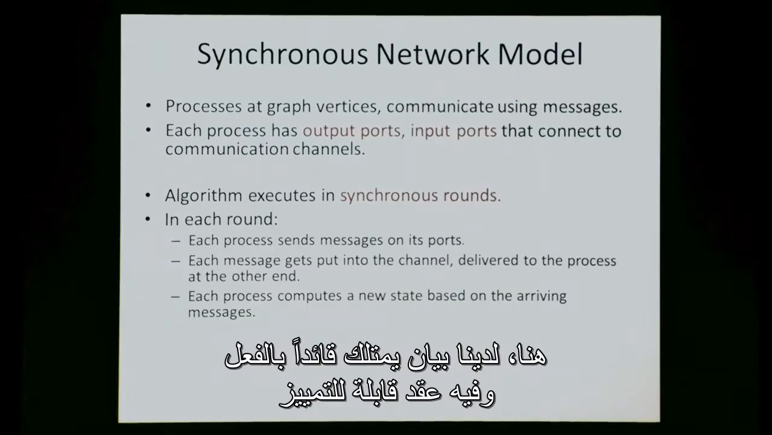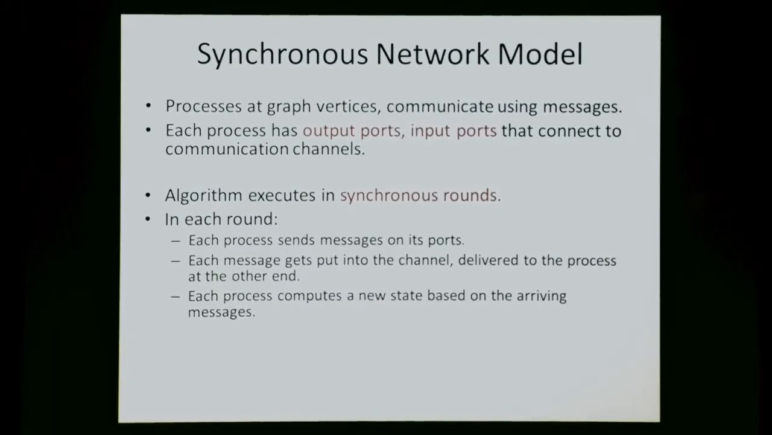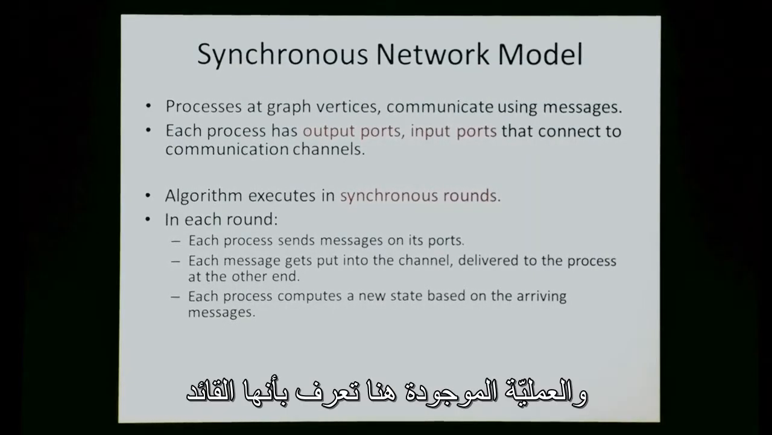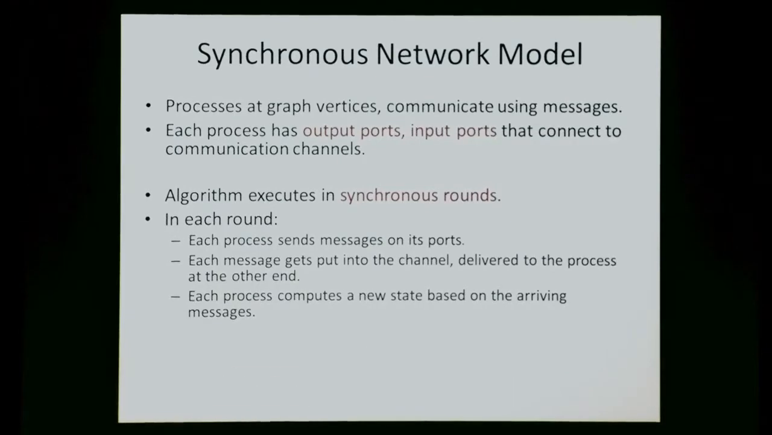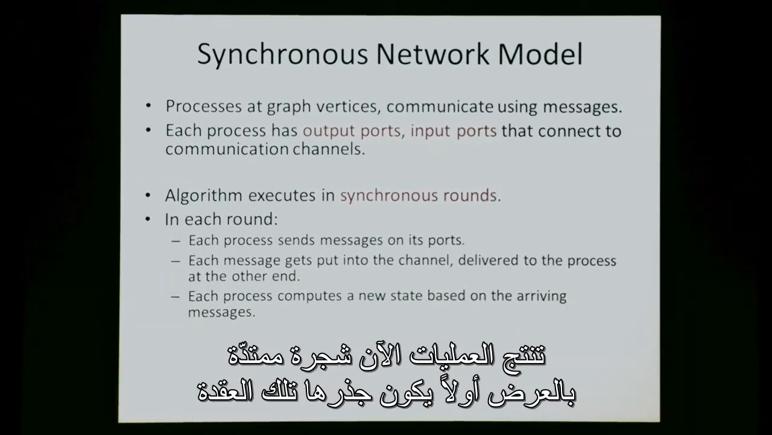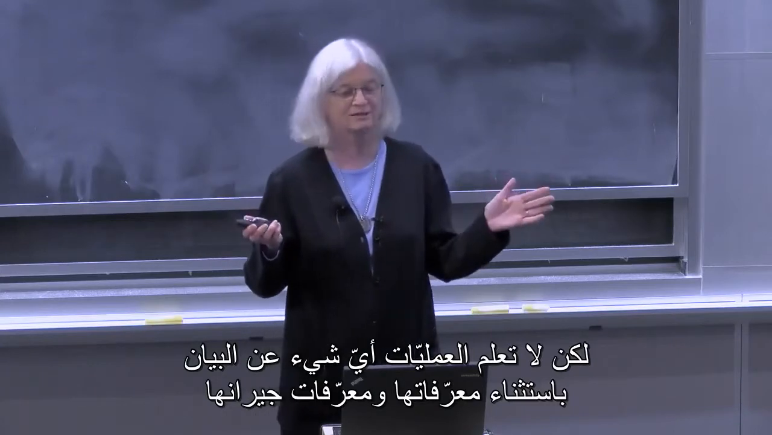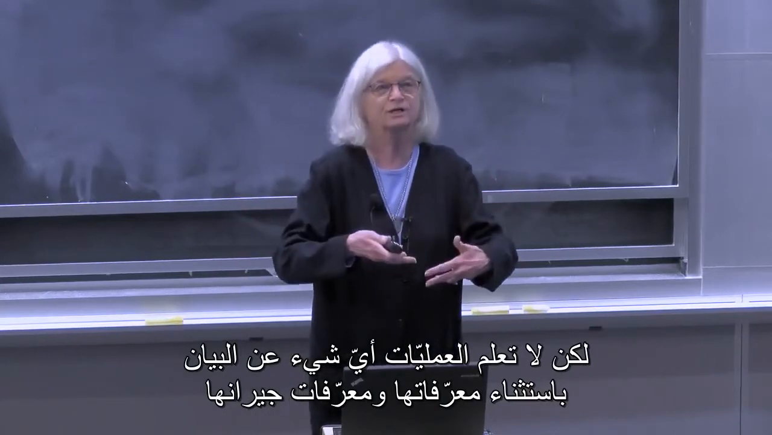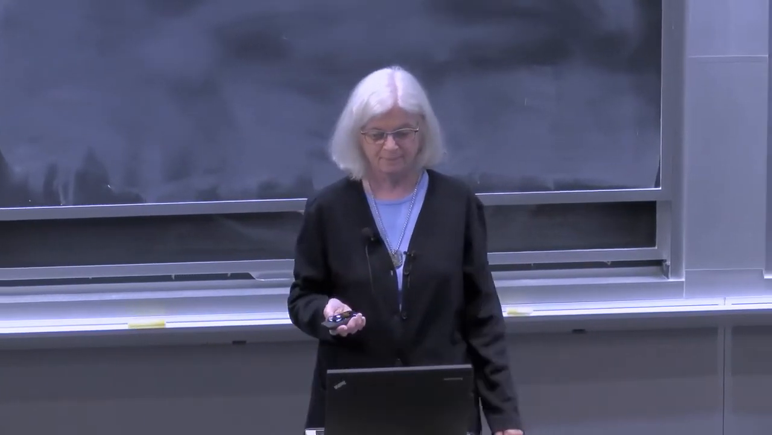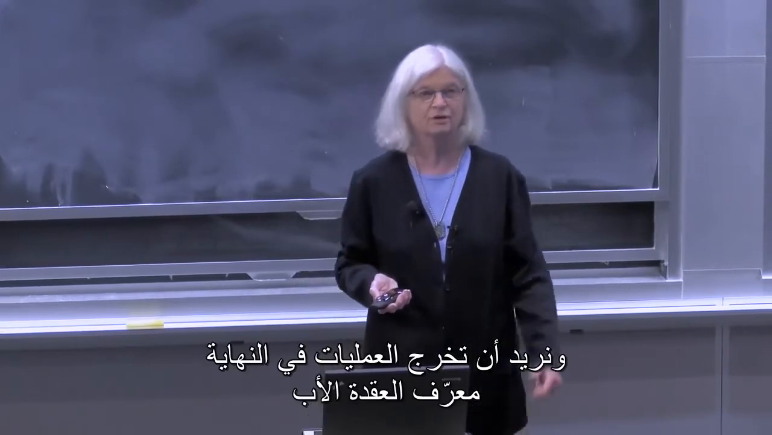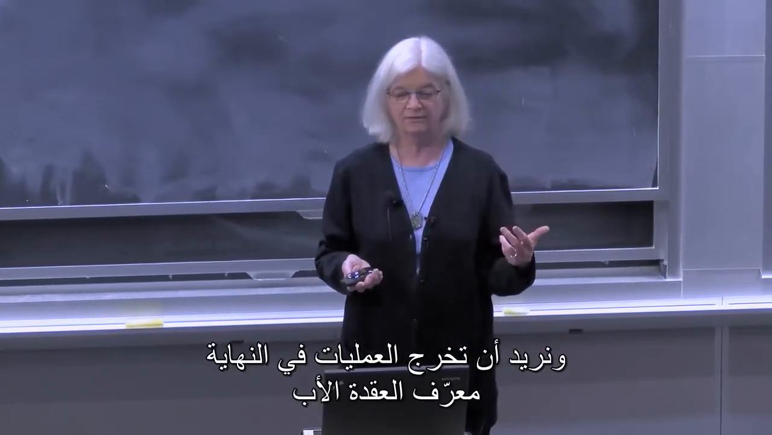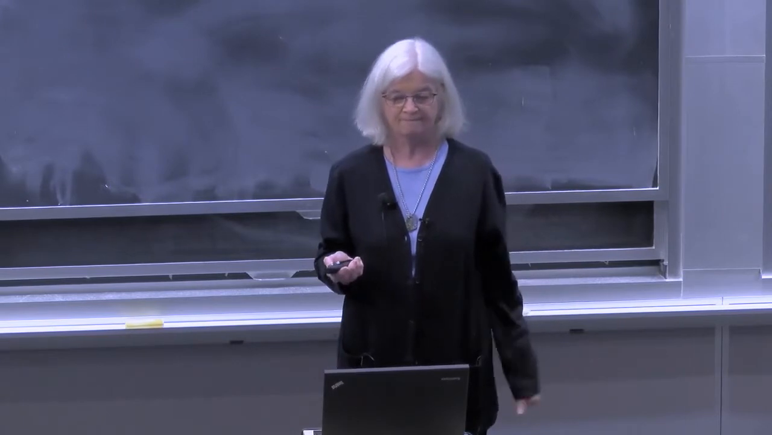Here we have now a graph that already has a leader. It has a distinguished vertex, and the process that's sitting there knows that it's the leader. The processes now are going to produce a breadth-first spanning tree rooted at that vertex. For the rest of the time, we'll assume unique identifiers, but the processes don't know anything about the graph except their own ID and their neighbors' IDs. And we want the processes to eventually output the ID of their parent.